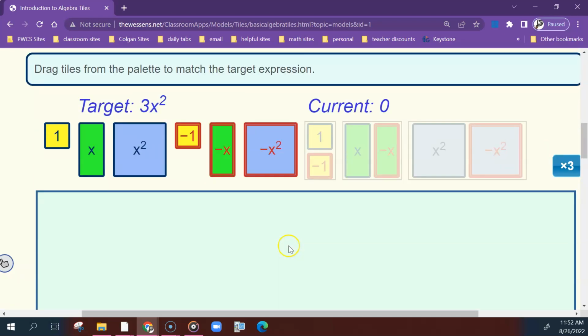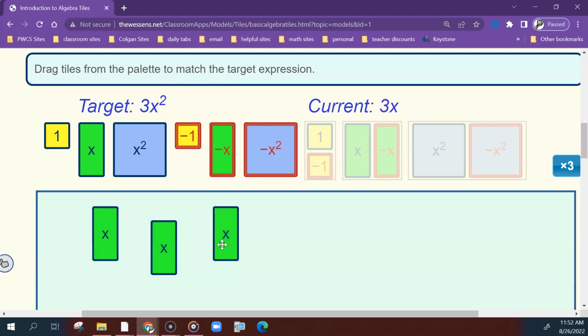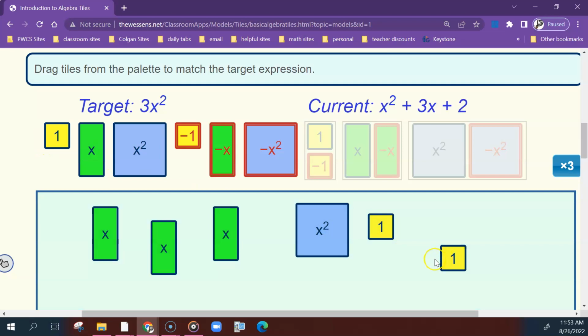Alright, 3x squared. Anyone want to take a guess as to how we would represent that? Christian, go ahead. 3 of the green rectangles. And 1 blue square. Right. So in this one we have x squared plus 3x. So we have an x squared, but we need to change this a bit. How would we do that? Matthew, go ahead. Put the yellow tiles in. Two yellow sides. And did you want to get rid of something? Yeah, the x squared.